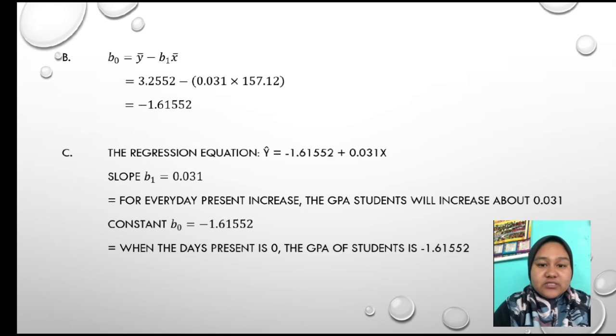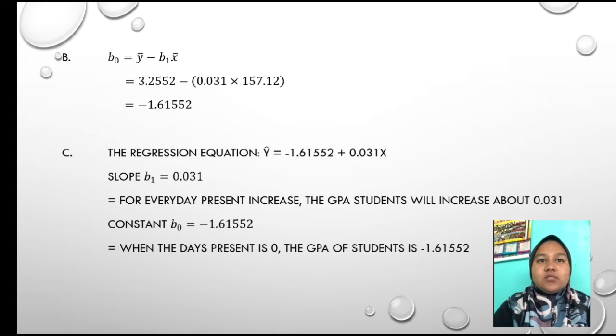So C, for the regression equation. The regression equation is y equals negative 1.61552 plus 0.031x.